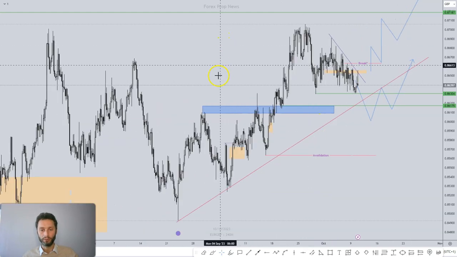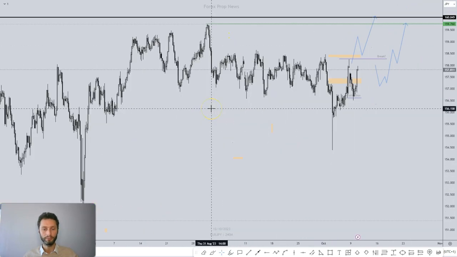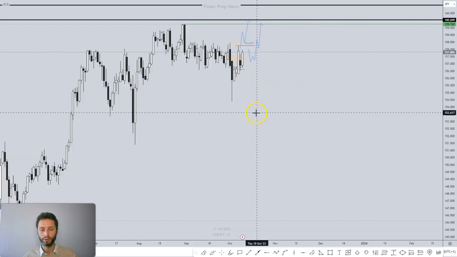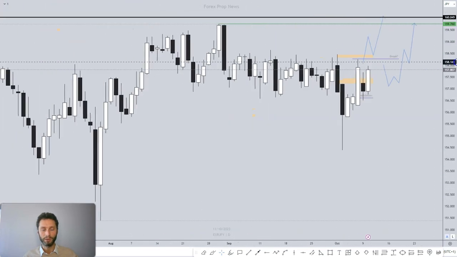So that is the overall outlook on Euro Pound. I think that's fairly clear for everybody. Okay, Euro Yen.